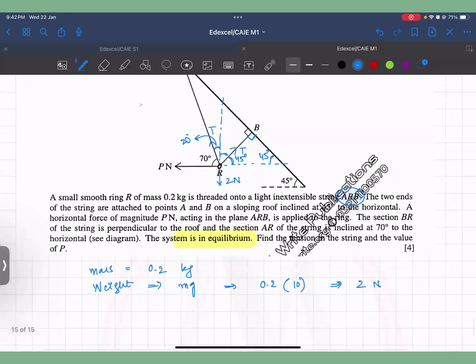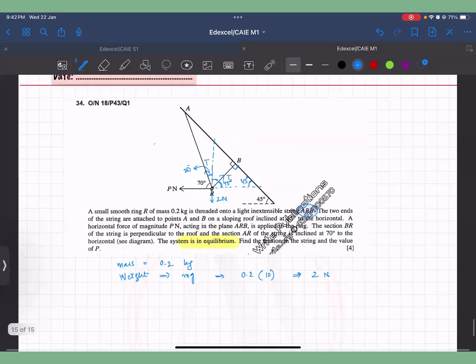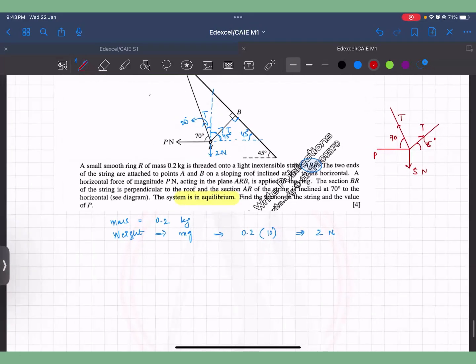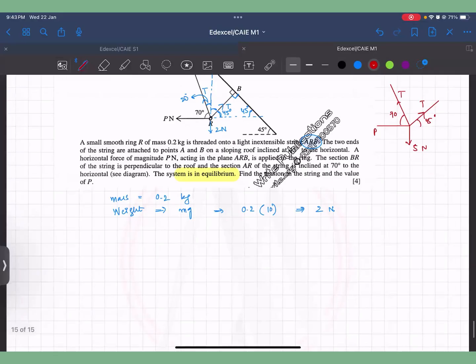So now you have formed all of the angles, and this is what your diagram looks like. This is 5 Newton. This is tension with an angle of 45. This is also tension with an angle of 70, and this is P. And the rest of the thing is the same. Now you would break them down into the components. Let's bring it over here.